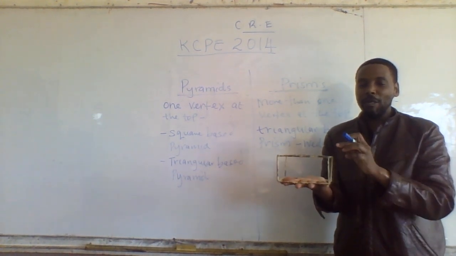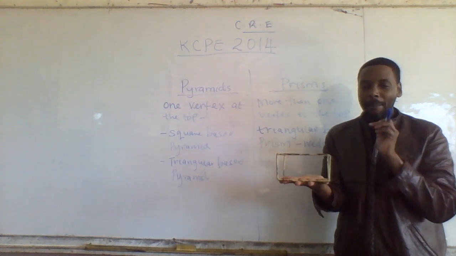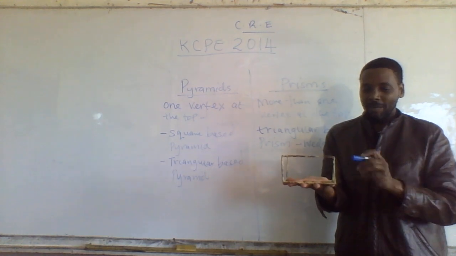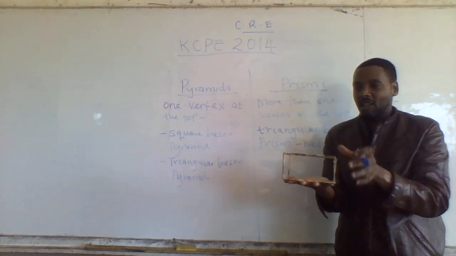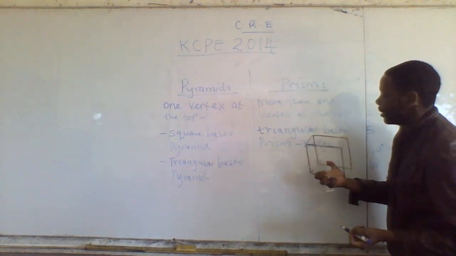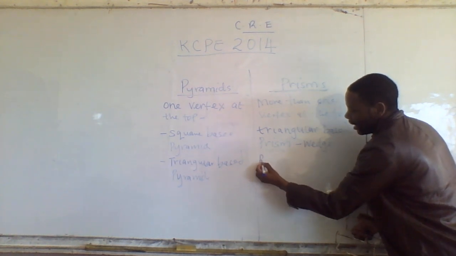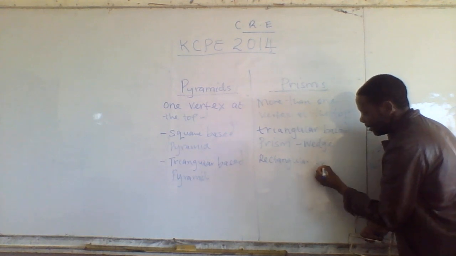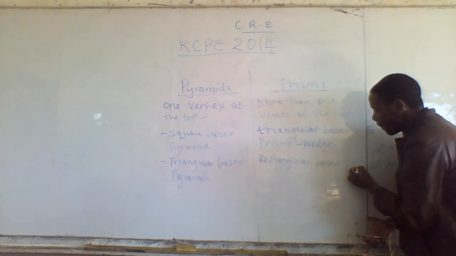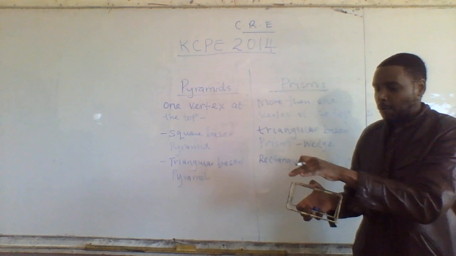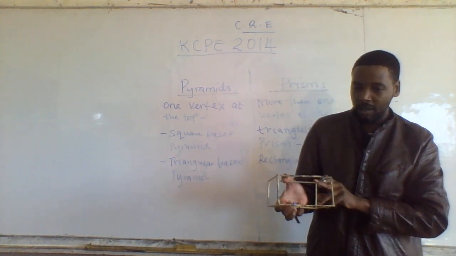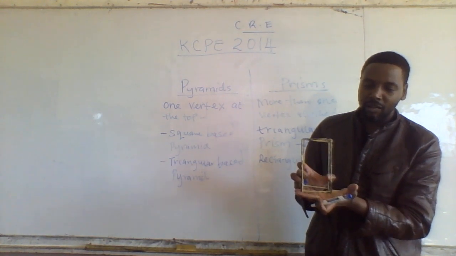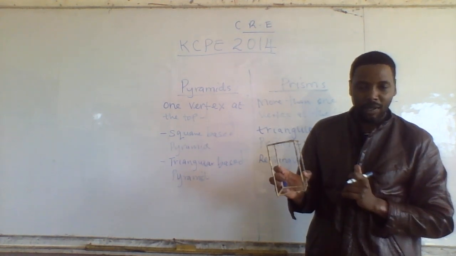Prism. What name will I call it? Rectangular based prism. Because this and this are the same, isn't it? So I will draw for you a square based one, how it looks. A rectangular based prism. Remember, it's a prism. Why is it a prism? The top has more than one vertex. Are we together? So it's rectangular based, or if I hold it like that, you can still see a rectangular based prism.